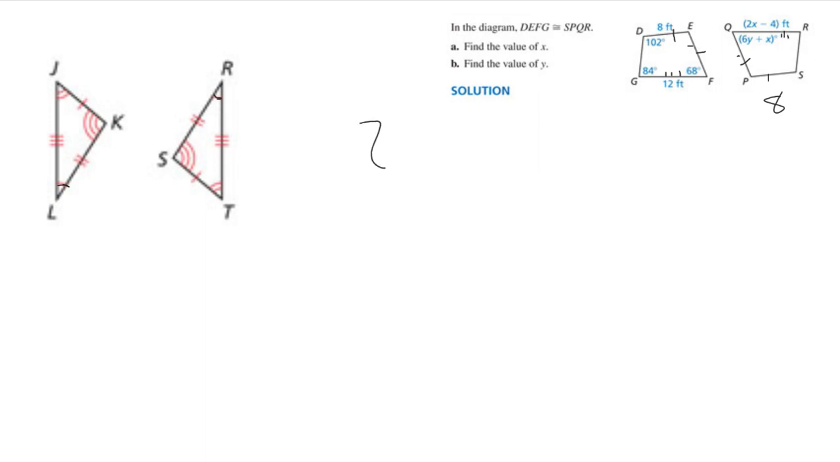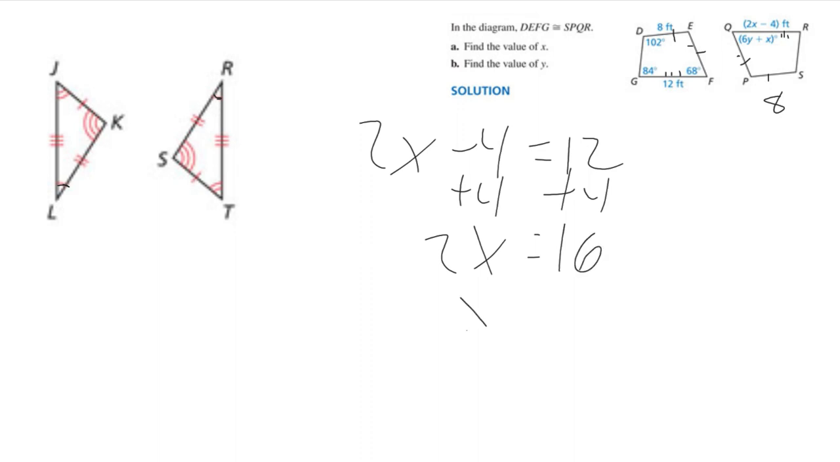So that means 2x minus 4 is the same as 12. Add 4 to both sides. X is equal to 8. Then you can plug that back in to figure out the side to get back to 12.